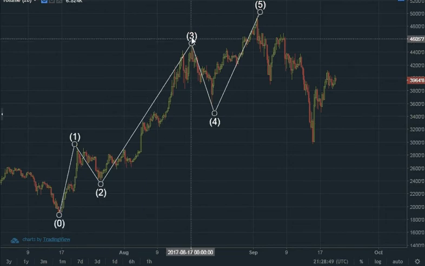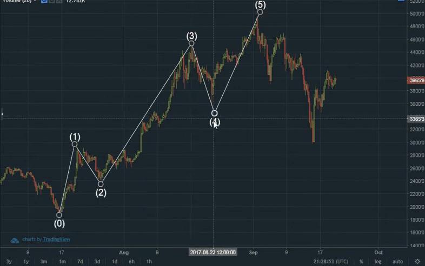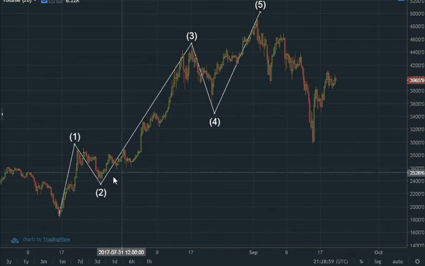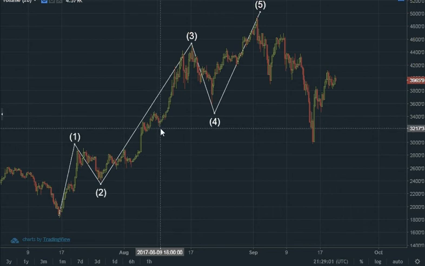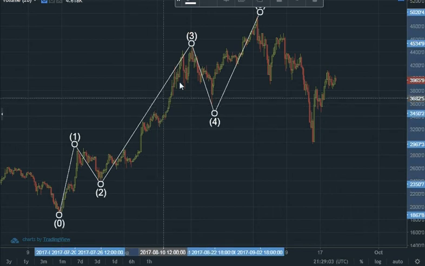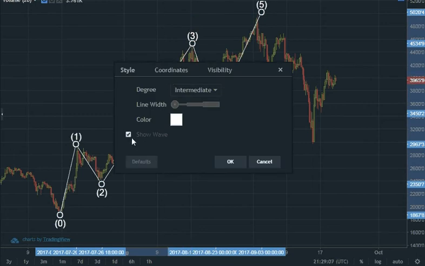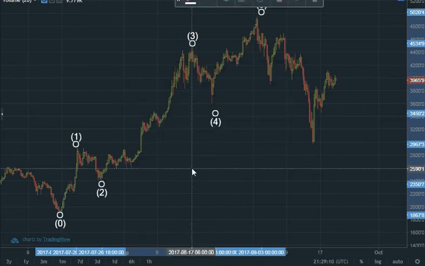1, 2, 3, 4, 5. And the retrace of wave 4, usually within the price domain of prior wave 4. So 1, 2, 3, 4. Let me label the subwaves just so you can see it.